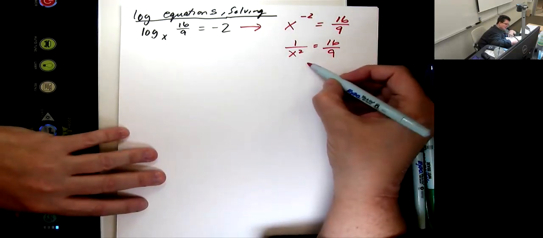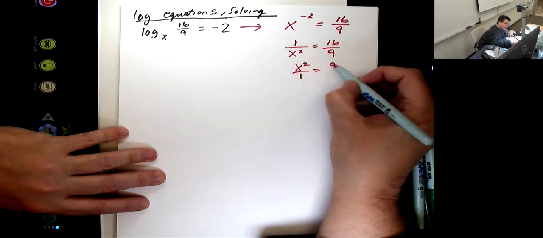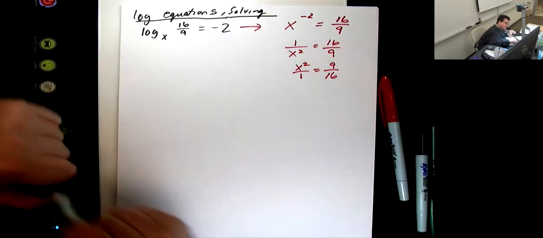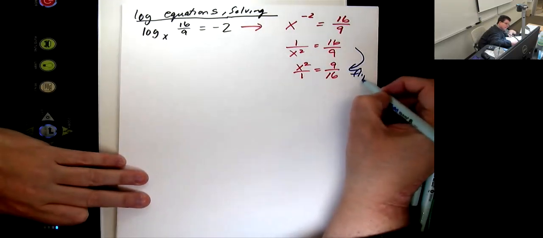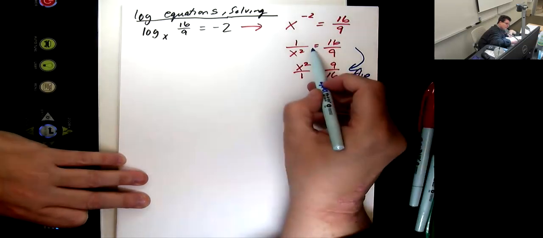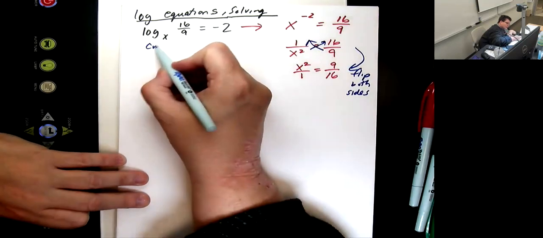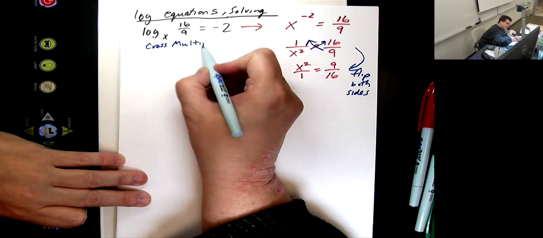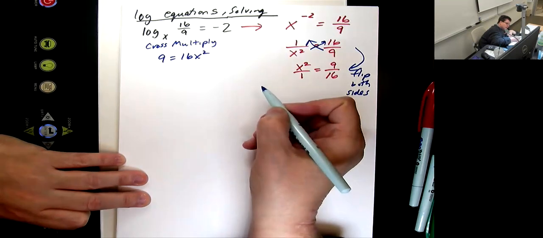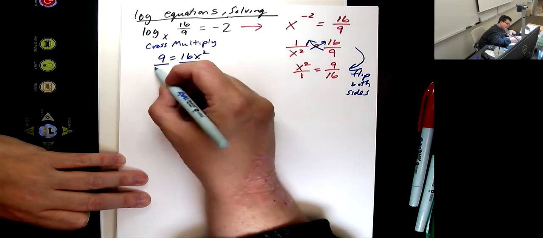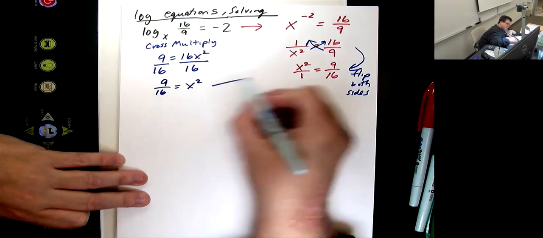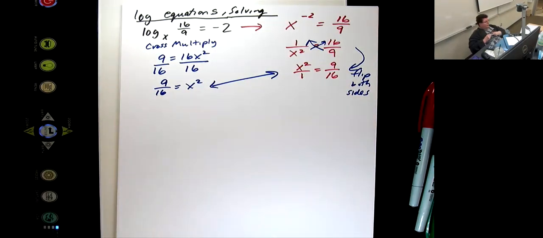Now, the shorthand of doing this is just flipping them over. That's where we're gonna go. But if you're not comfortable doing the flip on both sides, you can always do something you probably learned how to do a long time ago, which is cross multiply. Cross multiply gives us 9 on the left and 16x squared on the right. Then we get x squared by itself by dividing by 16. And we get 9/16 equals x squared. Which is the same thing we have over there by just flipping.